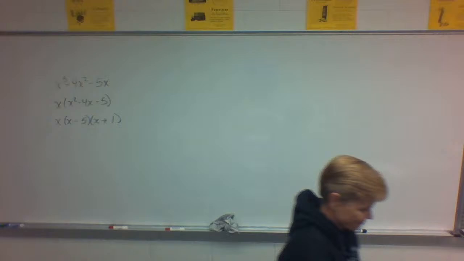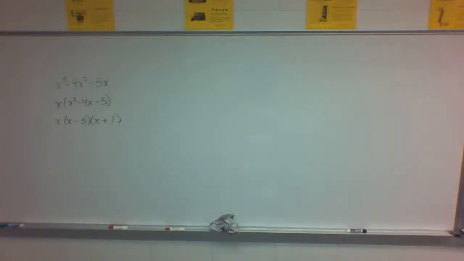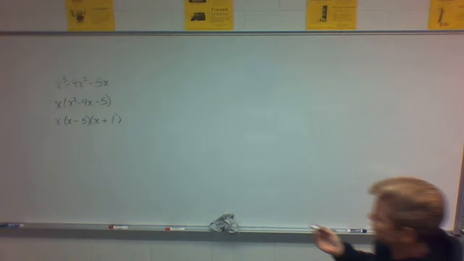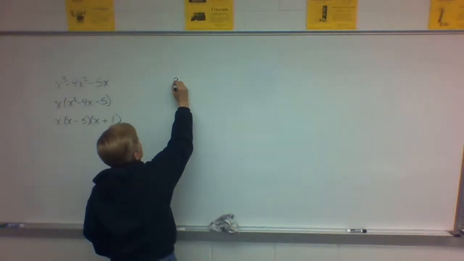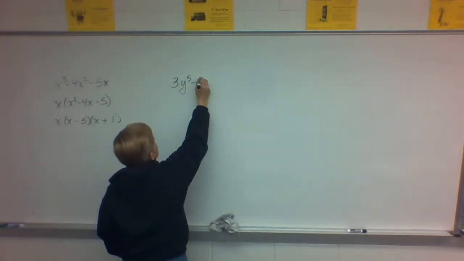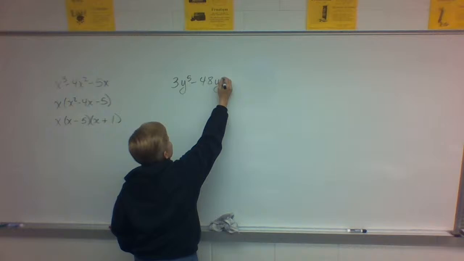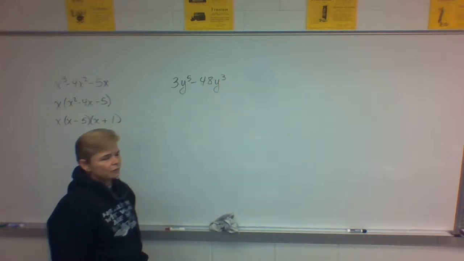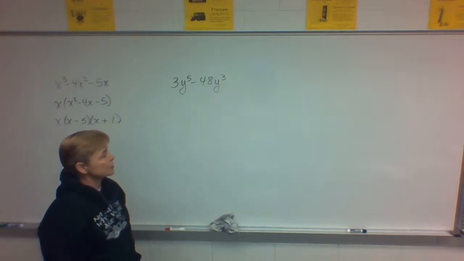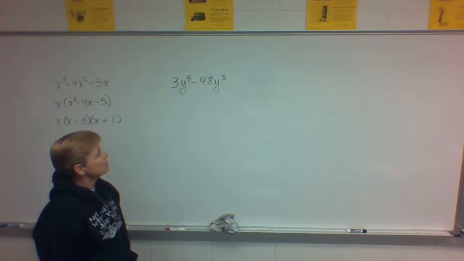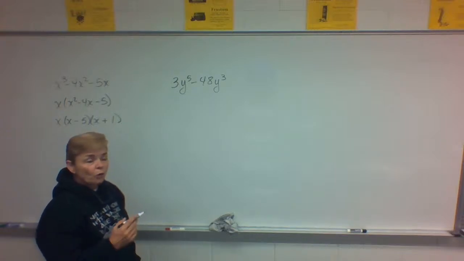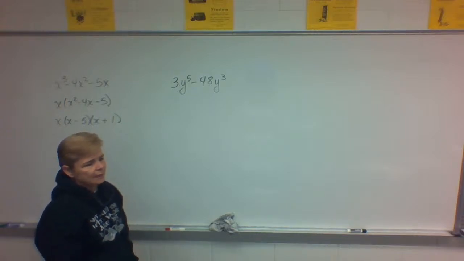That's just your very first taste of your very first skills, so don't get too comfortable yet. Okay. The next one, the B part, says 3y to the 5th minus 48y cubed. Again, you should always start any factoring issue by figuring out if there's anything you can take out, anything that both terms have that you can divide out and take out front.